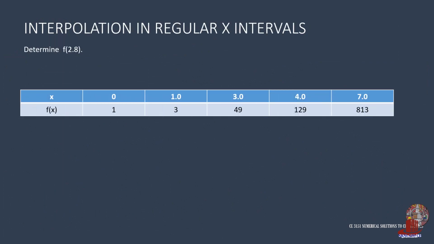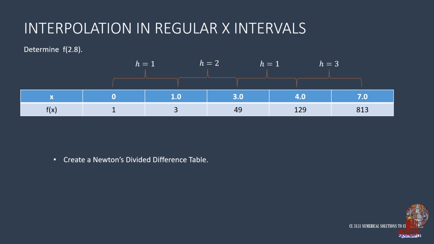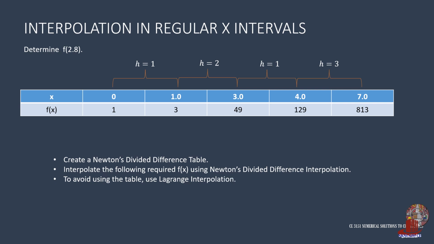If we have a dataset with the following points: (0, 1), (1, 3), (3, 49), (4, 129), and (7, 813), h in this case jumps irregularly from 1, 2, then back to 1, and then 3. One method to interpolate is to use Newton's divided difference table, which eventually will help you interpolate through Newton's divided difference interpolation. The other method discussed here is Lagrange interpolation.